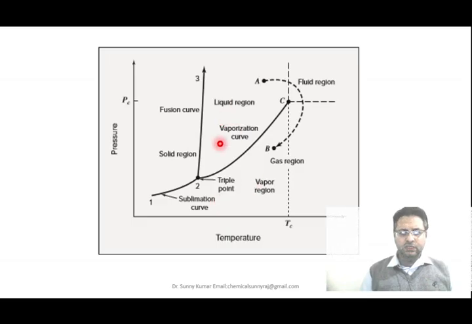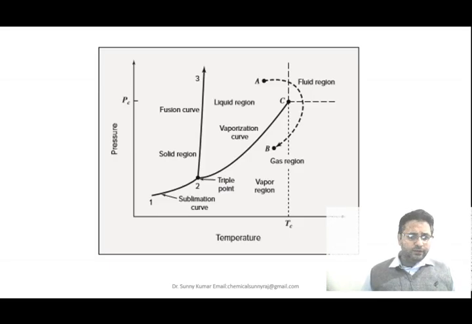So these are the different states of matter. And this is the fluid region, A to B, and the point C is the critical point. After that it comes to the gas region. So these are very important things, and this is the critical temperature you are seeing here, and this is your critical pressure. These are the terms we discussed yesterday in the previous class.